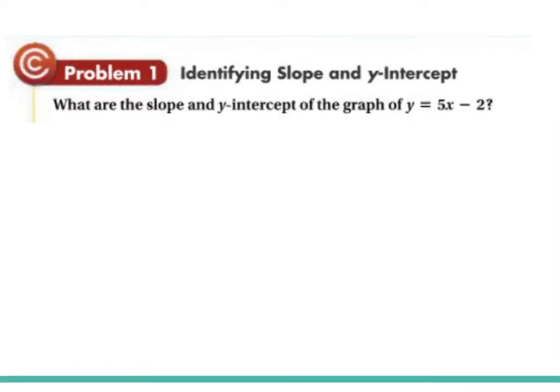Identifying slope and y-intercept. What are the slope and y-intercept of the graph y equals 5x minus 2? These are going to take us 3 seconds. What's the slope of this one? What's the y-intercept? Not -2. It's got to be a coordinate. So x is 0 for the y-intercept. And what's the y-coordinate? -2. Okay? Our b is what? -2. So our b is -2. Our y-intercept, we're going to put it in a coordinate, 0, -2.